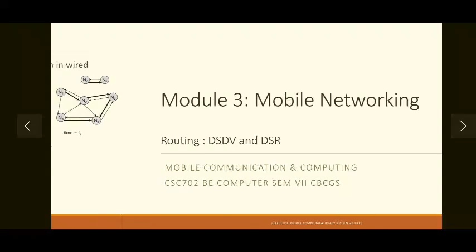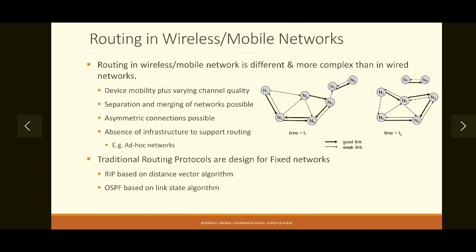But before discussing them, let's see how this routing is different in mobile networks compared to the wired networks. So routing in wireless or mobile network is different and, importantly, more complex than wired networks. Now why is it that? First reason is that devices in the network are mobile, plus channel quality always changes.